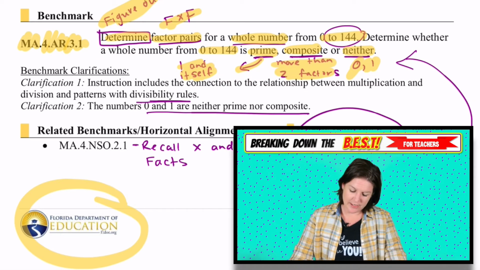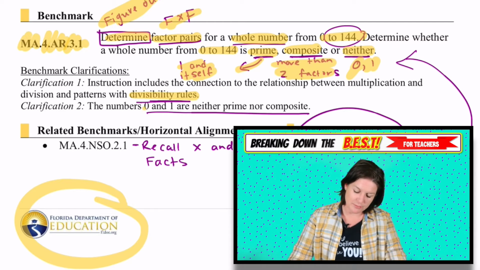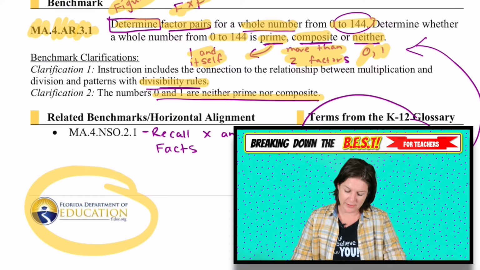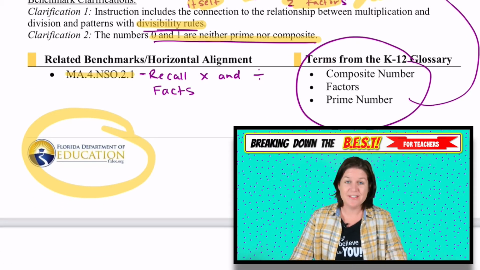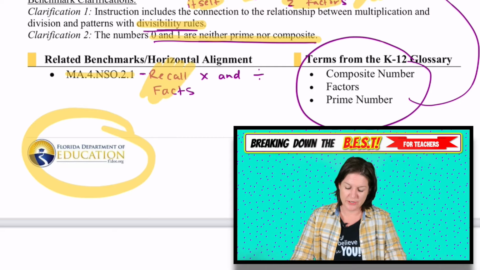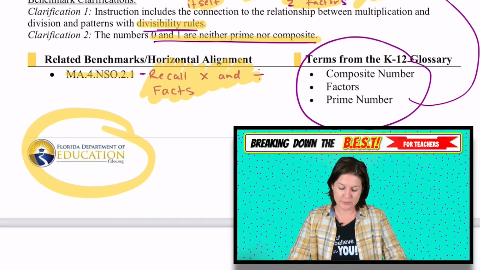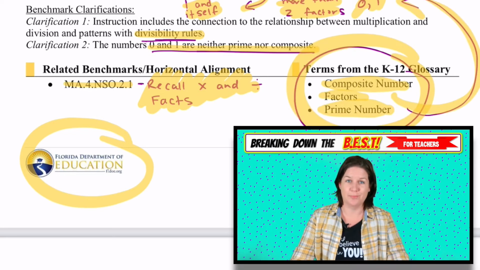For some clarifications, they mentioned the divisibility rules, which are in Taking on the B.E.S.T., and that the numbers 0 and 1 are neither prime nor composite. We will need this benchmark right here, which is to recall multiplication and division facts that will come into play to help us with this standard. And these are some terms that you need to know, which we already discussed up there, okay?